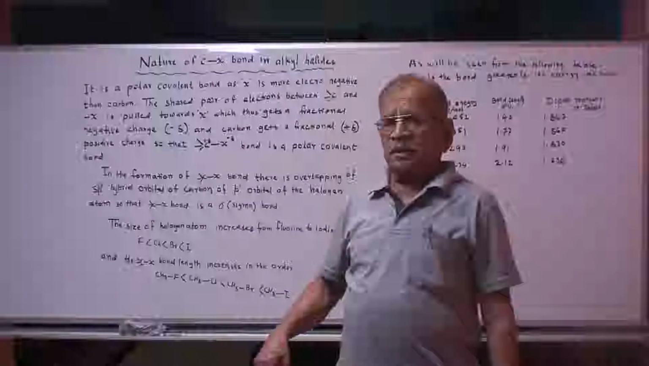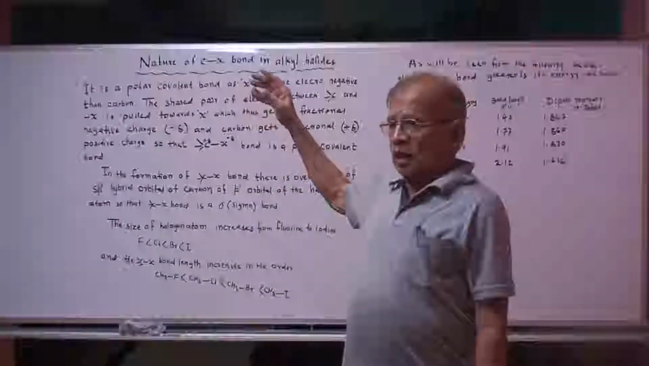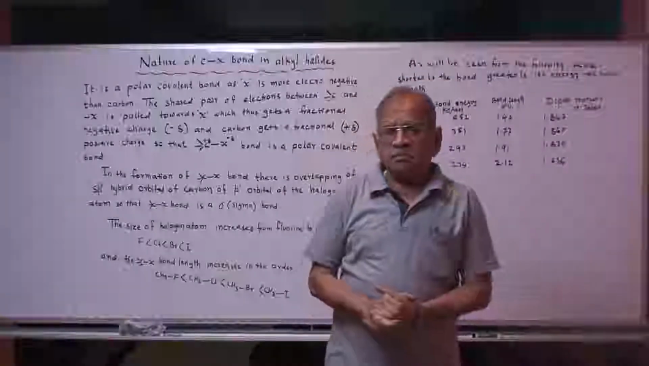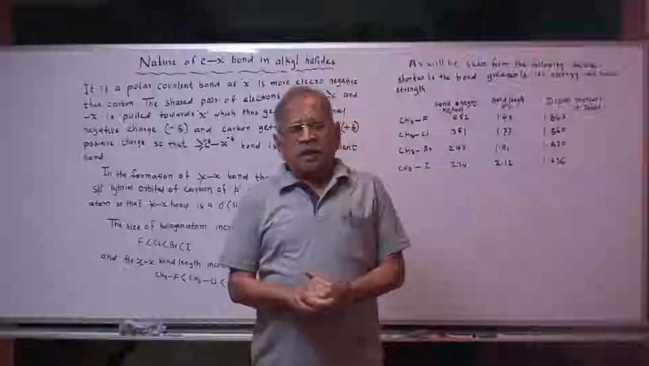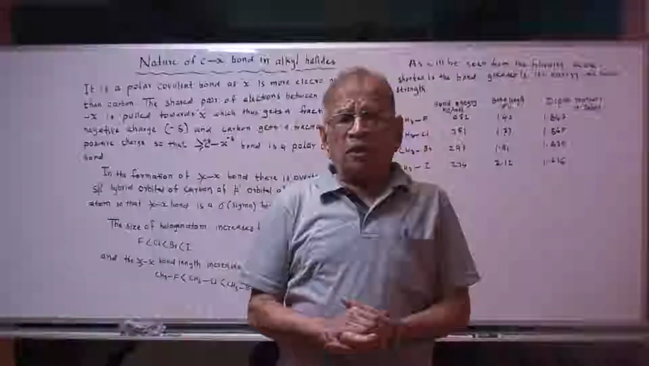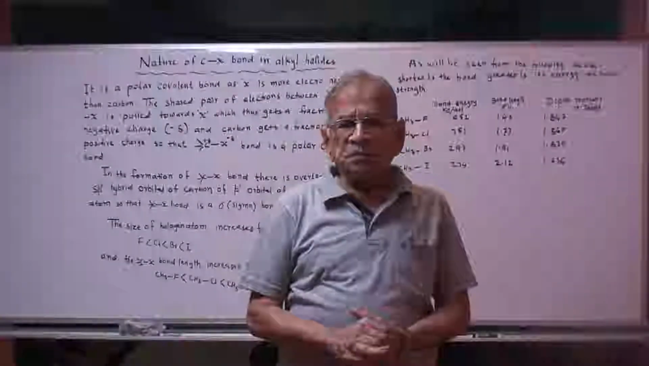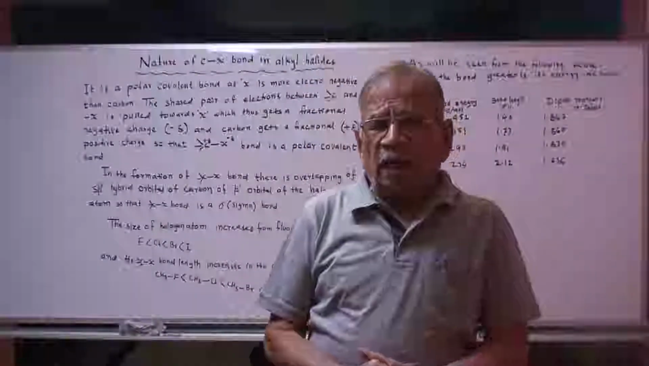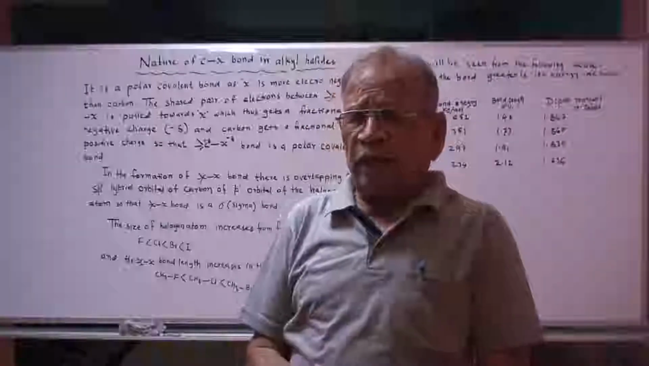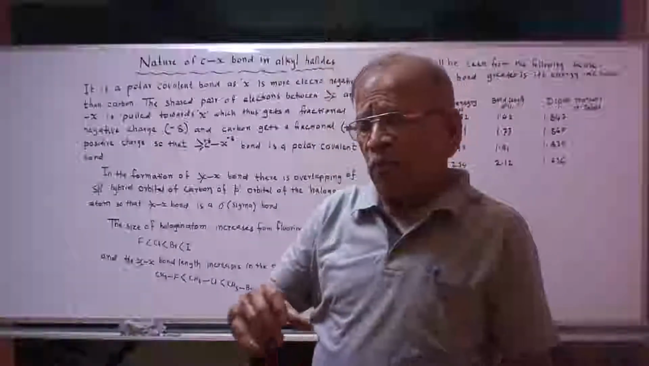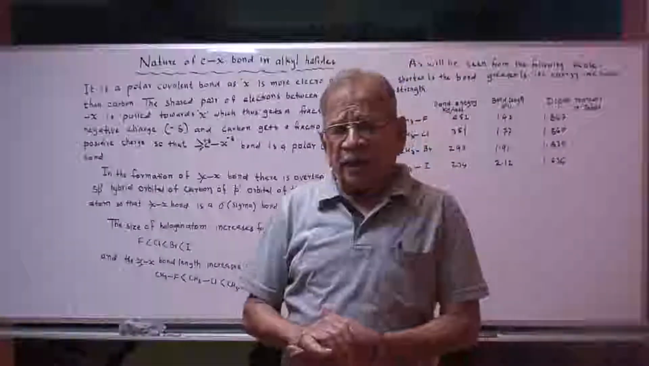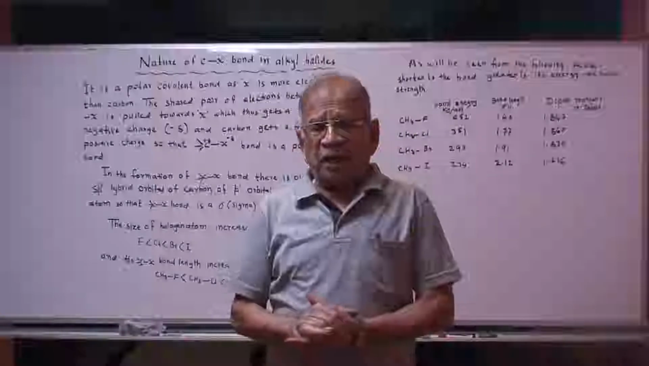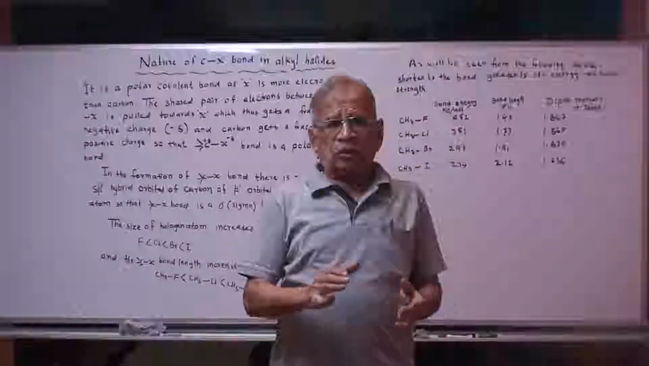Once we understand the electronegativities of C and X, to understand the nature of the C-X bond, one should remember that the halogen atom X is more electronegative than the carbon atom of the alkyl group.